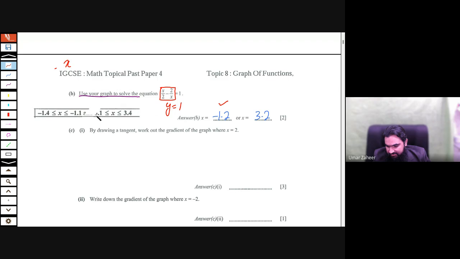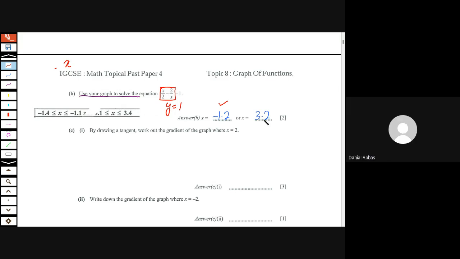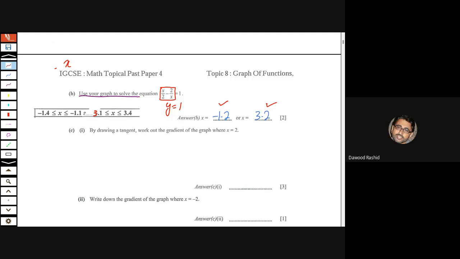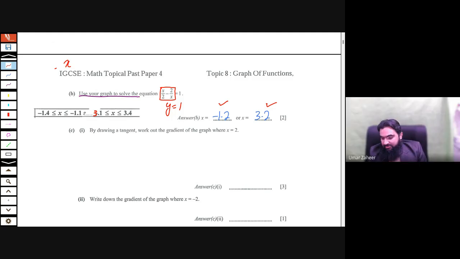It is going to be less than 3.4. So this is 3.1. Oh yeah, 3.1. So this means that this value is correct as well. Yes, everyone got it? Yes, sir. The next part: by drawing a tangent, work out the gradient.